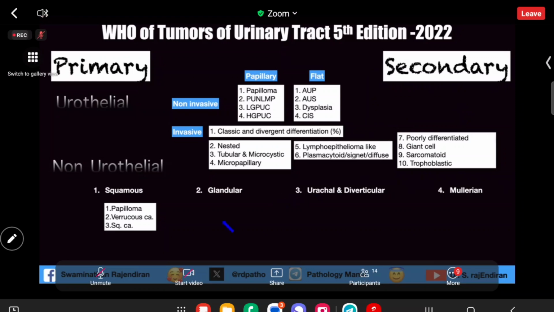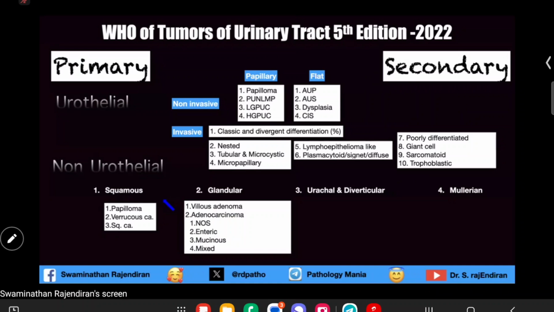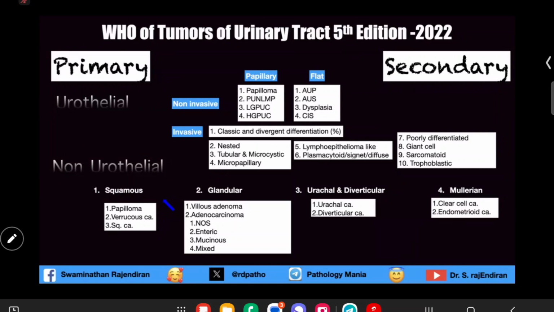Coming to the non-urothelial, the squamous lesions may be papilloma, verrucous carcinoma, or squamous cell carcinoma. The glandular lesions are villous adenoma and adenocarcinoma. Adenocarcinoma can be NOS, enteric type, mucinous type, or mixed type. Urachal and diverticular, they are very important. Carcinoma can develop, so they are named urachal carcinoma and diverticular carcinoma. In the Mullerian origin, we have 2 of them, clear cell carcinoma and endometrioid carcinoma of the bladder. So these are all the WHO classification. Take a note of this.